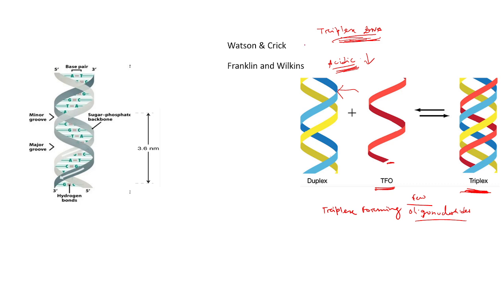So the triplex DNA is written as purine.pyrimidine, but this pyrimidine is written in italic. Italic means there is an underline below the pyrimidine. So the purine is written as straight, but pyrimidine is written as italic letter. So this is the triplex structure of DNA.